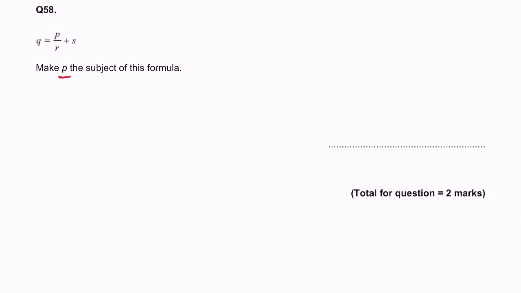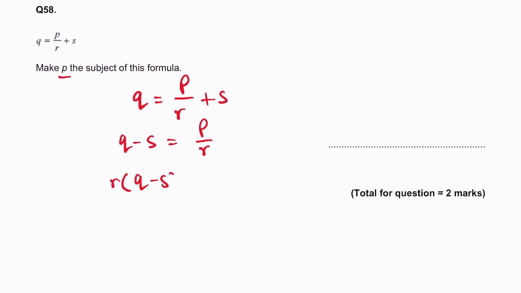Make P the subject. Okay, so let's write out the question first: P over R plus S equals Q. So minus S on both sides. So Q minus S is equal to P over R. Then times by R both sides. So R times Q minus S is equal to P. So P is equal to R brackets Q minus S. And that's the answer, 2 marks. And that was question number 58. You can expand the brackets if you want as well, but you can leave it as it is. It will give you QR minus SR. You'll still get the marks.